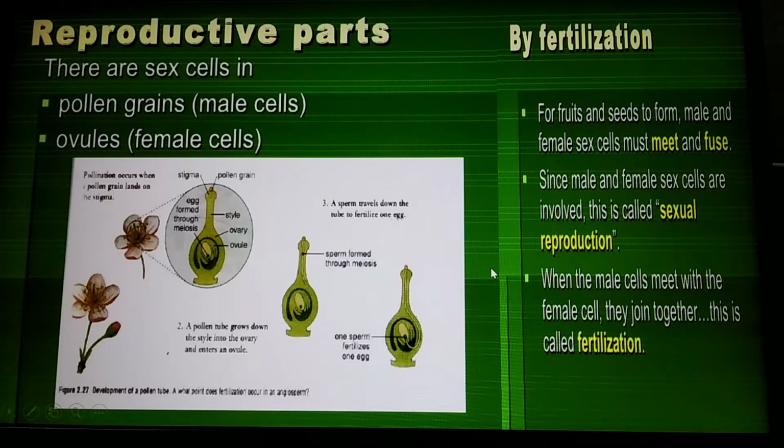Now, for fruits and seeds to be formed, male and female cells must meet and fuse. Since male and female sex cells are involved, this is called sexual reproduction. When the male cells meet with the female cell, they join together. This is called fertilization. So the fusion of the male gamete with the female egg is known as fertilization.